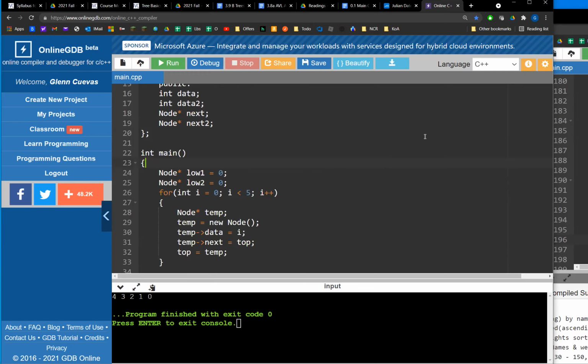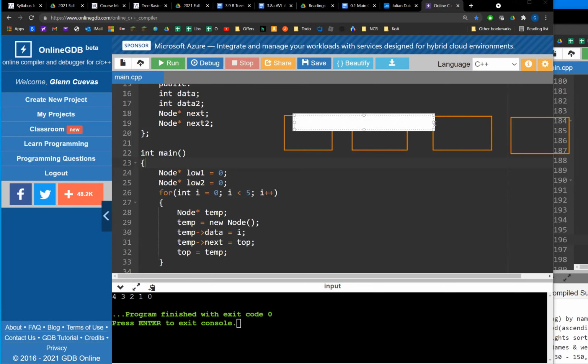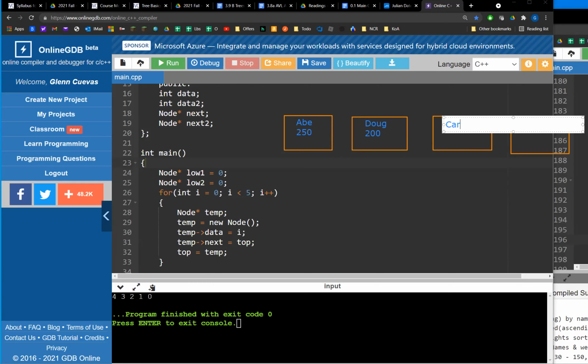Draw what 2 lists look like. Well, lists, if we have 5 people, let's do 4 people. 4 people fits better. Abe, Doug, Carla, and Steve. Okay.